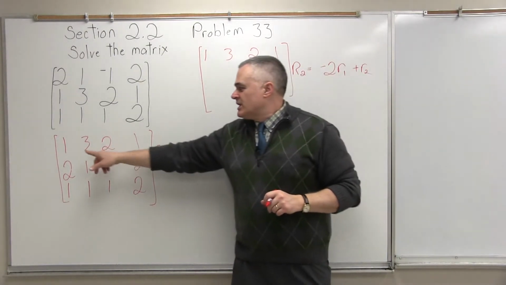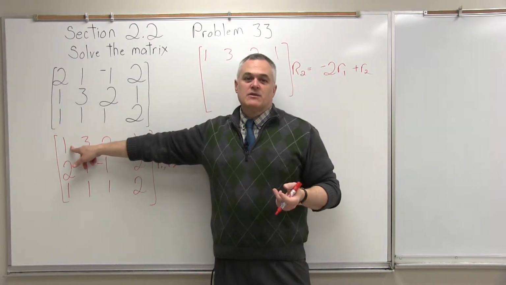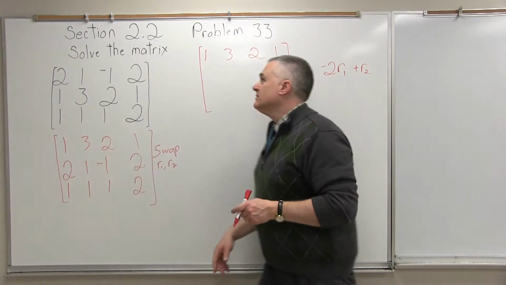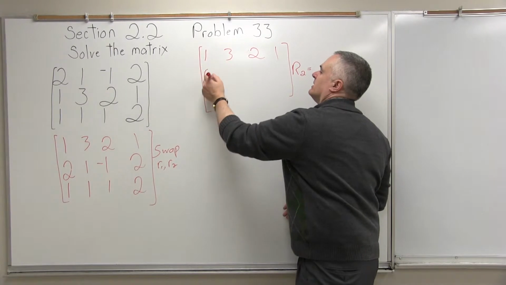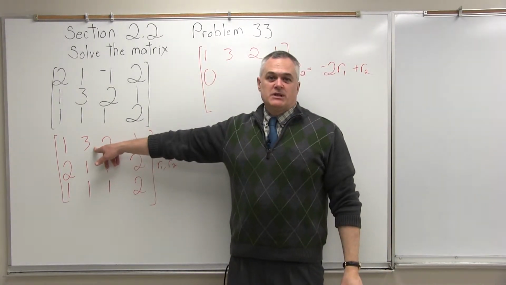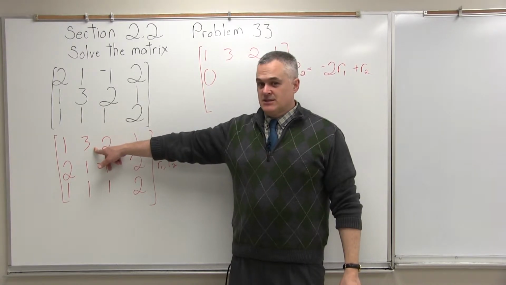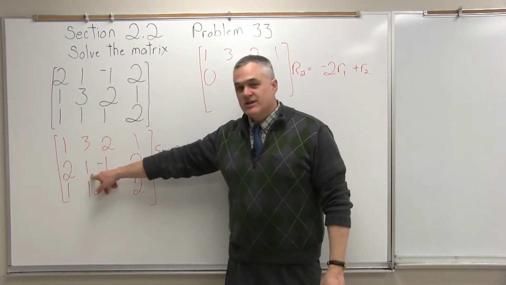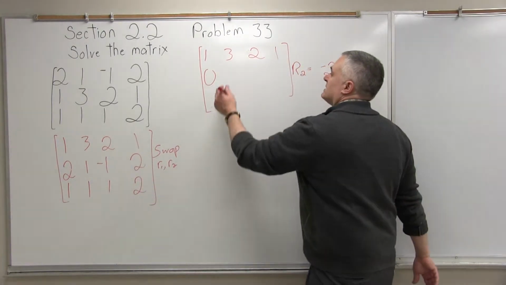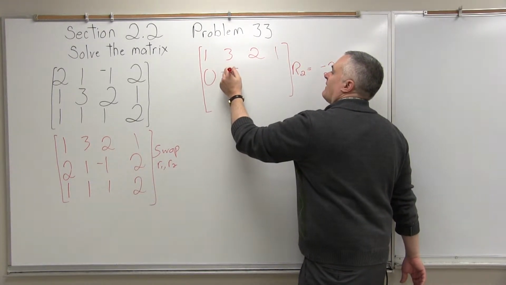So the first position, negative 2 times row 1, I make a negative 2 when I multiply. Add that to row 2. So negative 2, positive 2, 0, which is what I want. That's good. Next, negative 2 times row 1. When I multiply times 3, I'm going to make a negative 6. Take that result, add it to row 2. So negative 6, positive 1. Negative 6, positive 1 is negative 5.